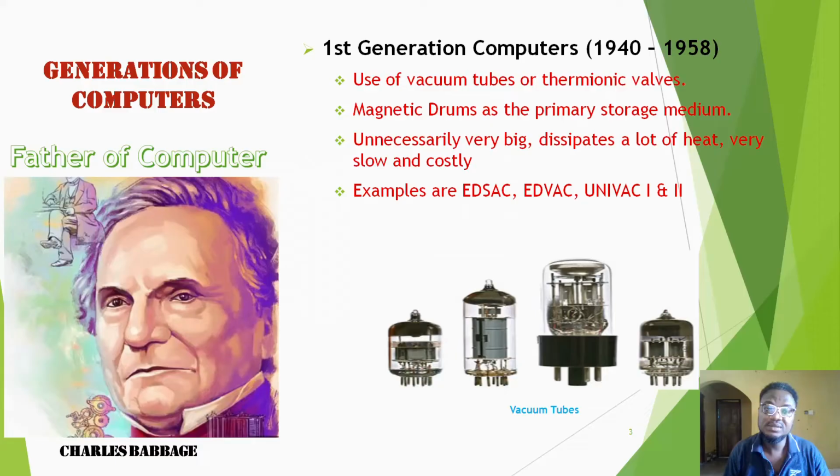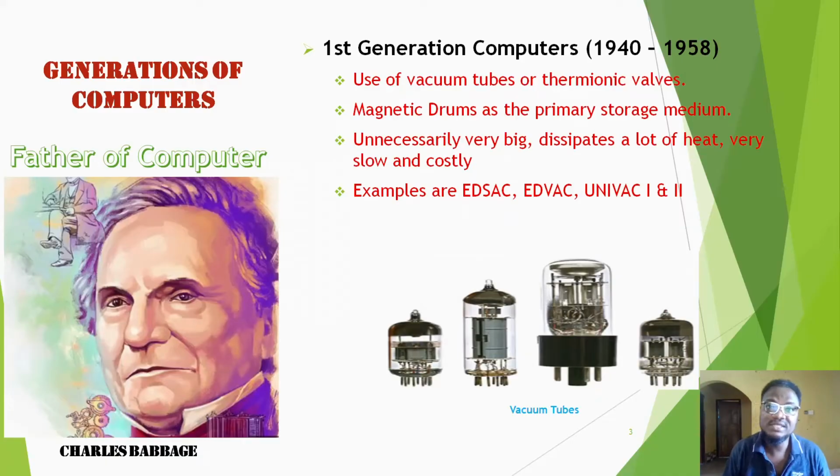This generation is characterized by the use of vacuum tubes or thermionic valves. As rightly observed, the tubes, though the best material or technology that could be offered at that time, made computers unnecessarily very big, slow in speed, and very costly. They consume a lot of electricity and dissipate a lot of heat. Unreliable compared to the later generations.